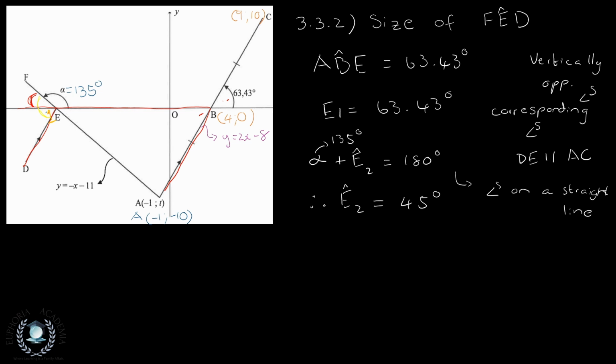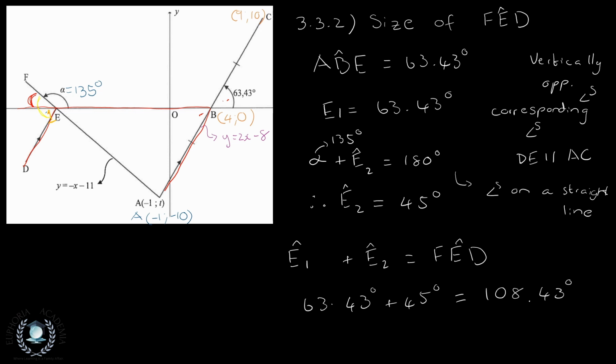Now we have E1 and E2, so E1 plus E2 actually gives us the angle that we're looking for. Doing some computation, we will find that 63.43 degrees plus 45 degrees is going to be equal to 108.43 degrees.